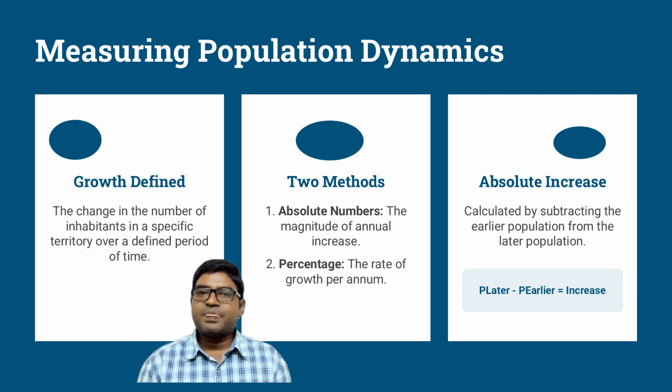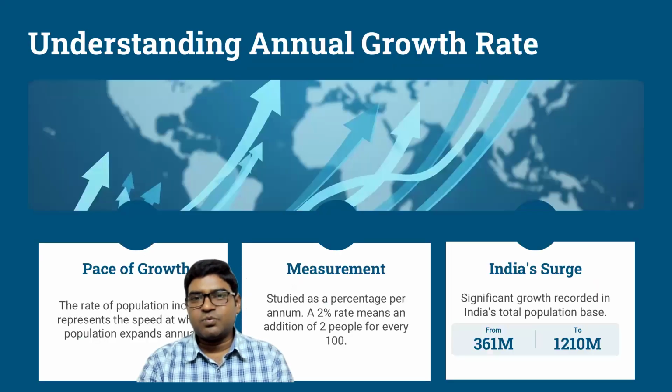Let me give you an example. Let us say in 2011, the population was 120 crores. In 2012, if the calculation is around 132 crores, then roughly we can say the population has increased by more than 10%. It is calculated by subtracting the earlier population from the later population. If the population has increased, that is an absolute increase. If it has decreased, then it is a negative trend; the population is going downwards.